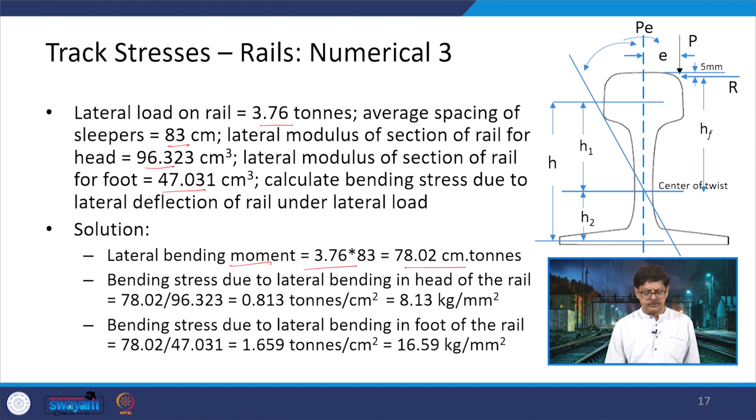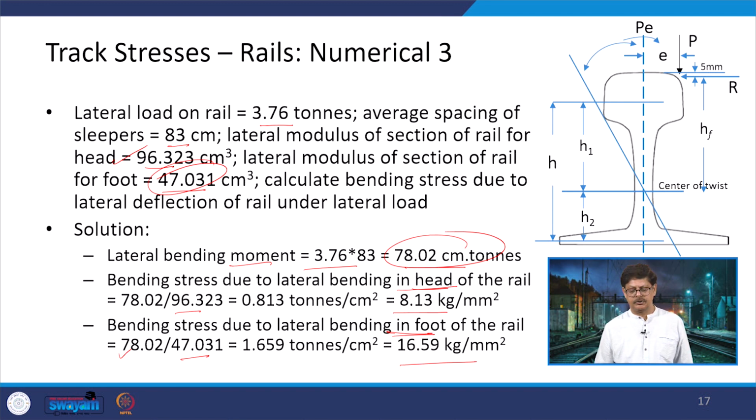the stress. So, the stress due to the lateral bending in head of the rail is 78.02 divided by 96.323 as given at the top. So, this will give you a value of 8.13 kg per mm square, and in the case of foot again 78.02, which is the lateral bending moment being calculated, divided by 47.031, which is the value of the lateral modulus of section of the rail foot. So, what we get is 16.59 kg per mm square. So, this is the value which we may have.